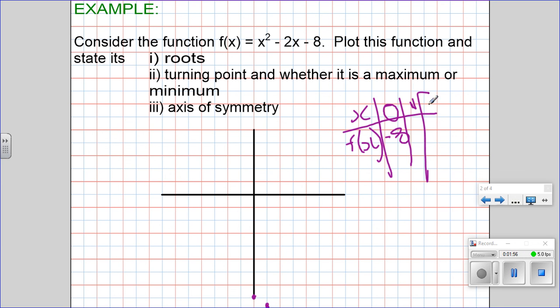Okay, right, let's try negative 1. So negative 1 squared, which is 1, minus 2 times negative 1, which is plus 2. So we're going to have 1 plus 2, which is 3, minus 8, which is negative 5. So negative 1, 1, 2, 3, 4, 5.